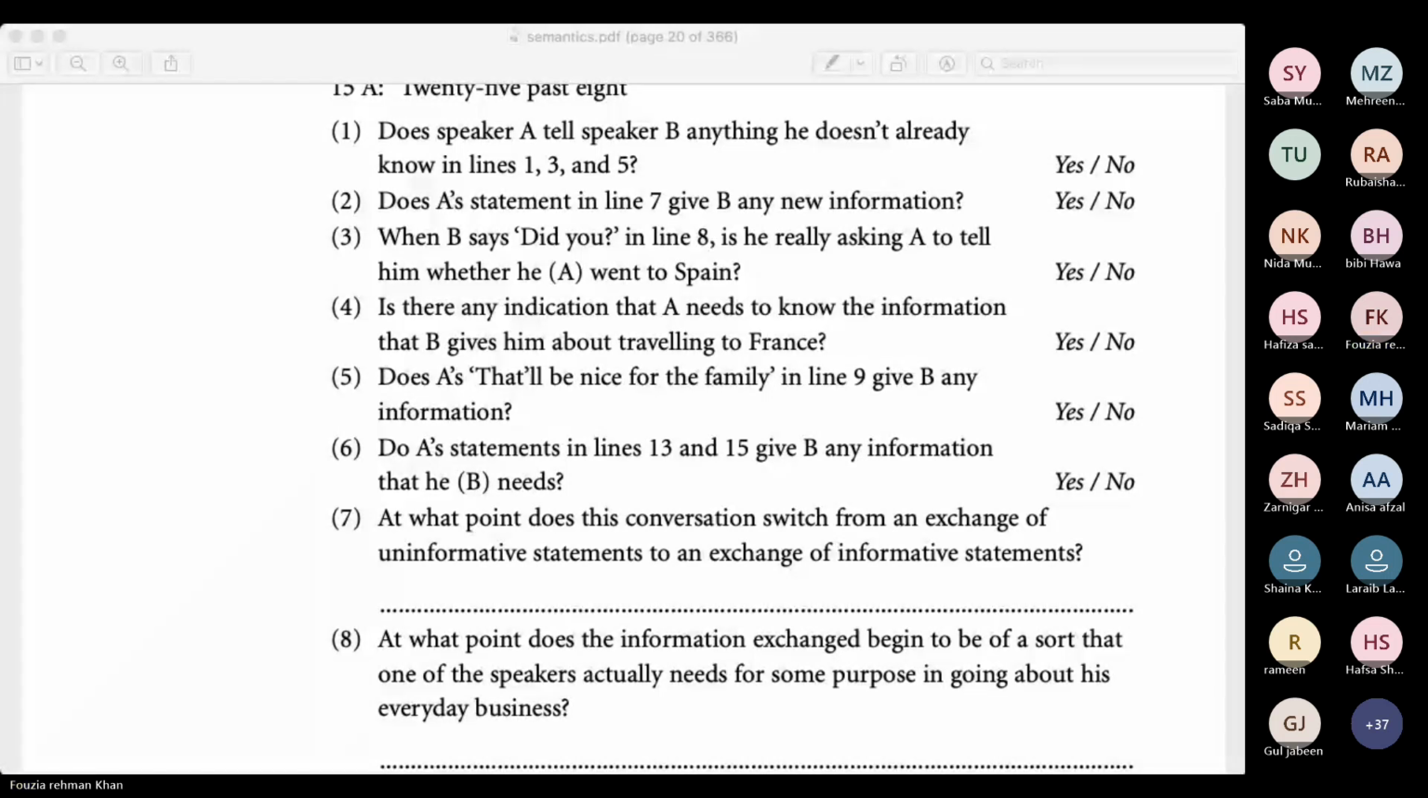Yes, Ramin. Okay, Shaina says that in line number 12, they start to talk about something that happens to be informative. That's nice. Okay, now for question number 8, can we go to Ramin? Ramin, could you answer this question? At what point does the information exchange begin to be of a sort that one of the speakers actually needs for some purpose in going about everyday business, to be very exact? It's a similar kind of answer. Yes, Ramin.